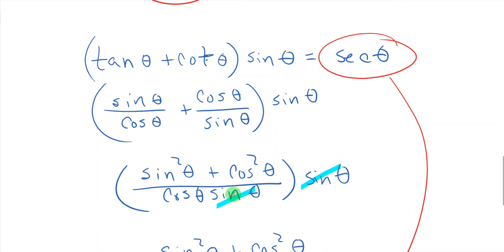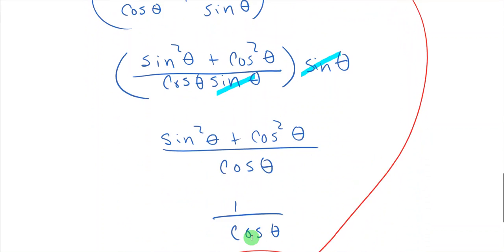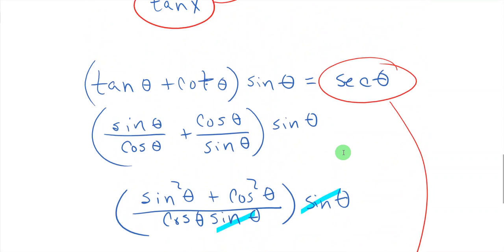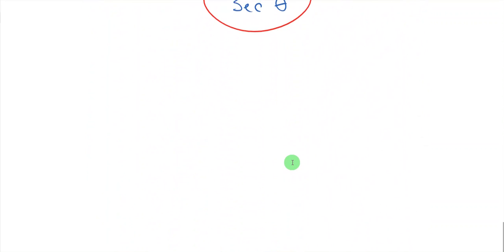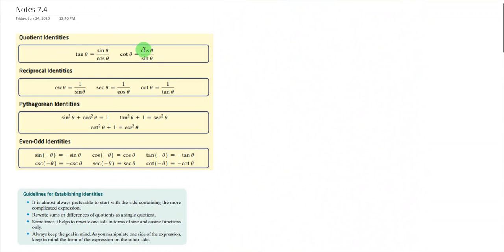That is on the top, that's on the bottom, those are gone. So now I have sine squared theta plus cosine squared theta over cosine theta. Well, this is a Pythagorean identity, and it's equal to 1. So now I have 1 over cosine theta. That is equal to secant theta, and that is what I was trying to get. So I think that gives you an example of what we're doing, and now we're going to go look at our problems.